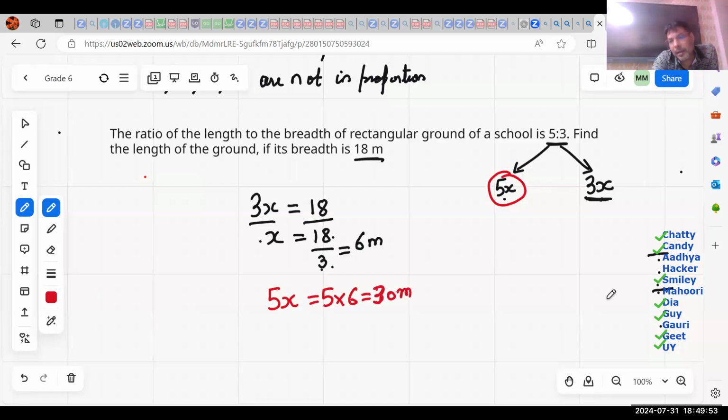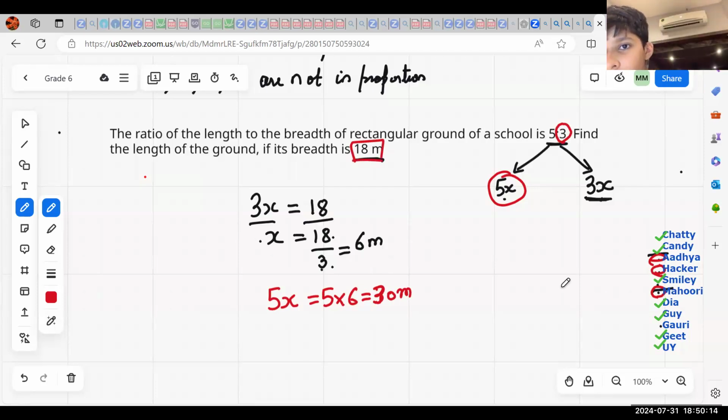Sir, how did you know that 3x is equal to 18 meters? Because breadth we have taken as 3x and we are given the value of breadth.